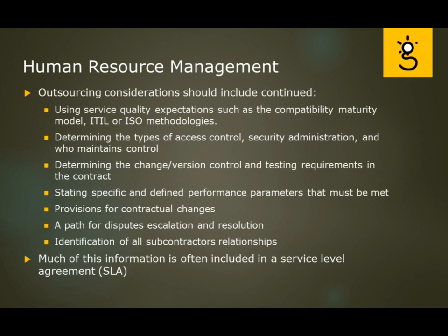Now, as we're considering the considerations for outsourcing, some of the things you should think about, of course, is that you want to have some service quality expectations. Now, there are many models like the capability maturity model, ITIL, ISO methodologies that can help give you the guidelines that you need for your quality expectations. You also want to make sure that you determine the types of access control and security administration and who's going to maintain that control. Because again, remember, you're bringing third-party people into your organization. They might not have the loyalties that you would hope that an internal resource would have. And so you may decide that they're going to have limited access.